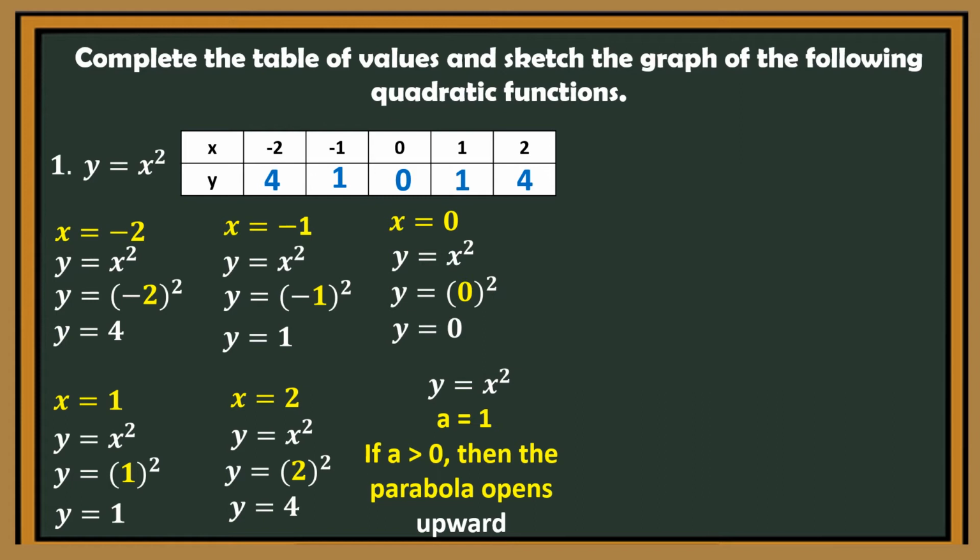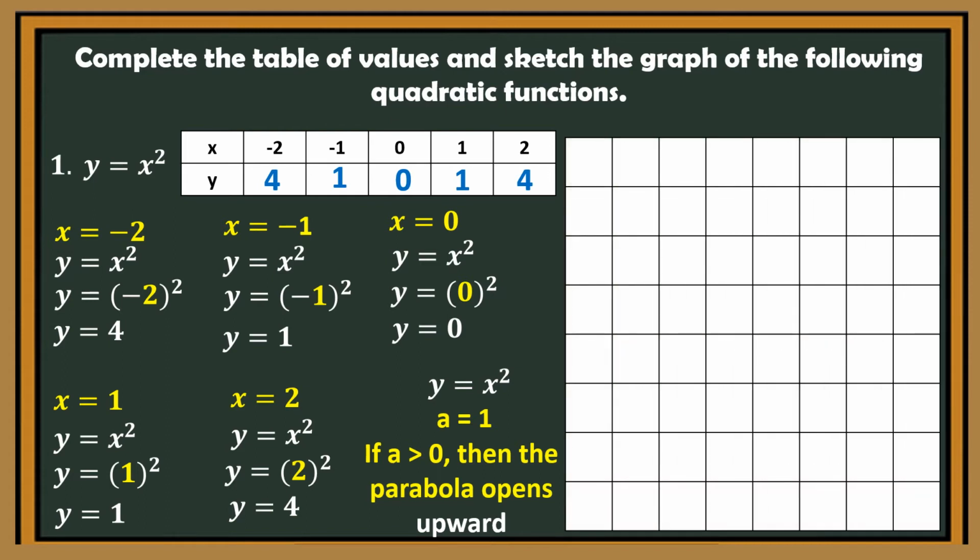So, ang 1 natin is greater than 0. So, sabi, if a is greater than 0, then the parabola opens upward. So, let's graph. Let's have here, the first coordinate is negative 2 and positive 4. So, negative 2 on the x-axis, and then going to positive 4. So, this is now the point.